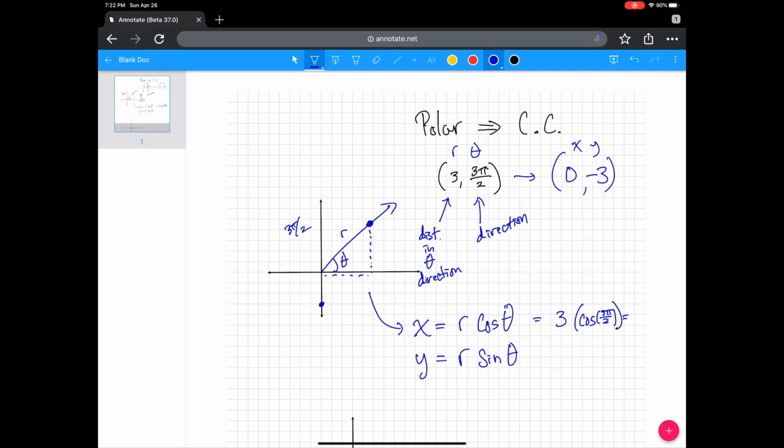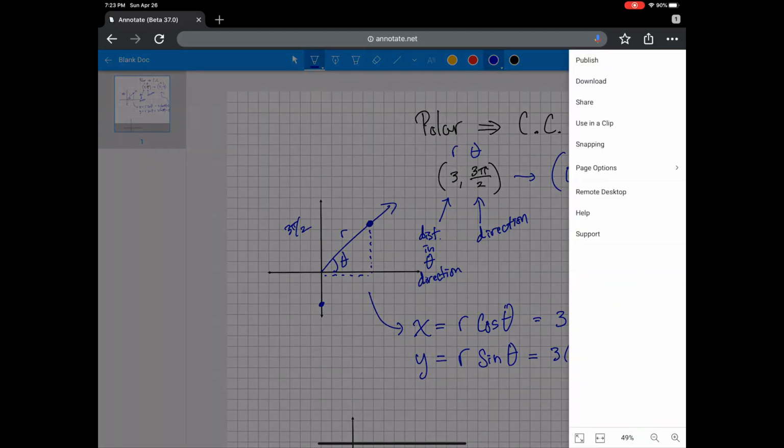And cosine of 3 pi over 2 is 0, so this would have given us 0. And similarly, the y value would be 3 times sine of 3 pi over 2. And sine of 3 pi over 2 is -1, so that would be -3, and that's formulaically how we could have gotten these 2 coordinates. So here's an example of going from polar to Cartesian coordinates. And so let me sum this up of converting from one to the other real quick.